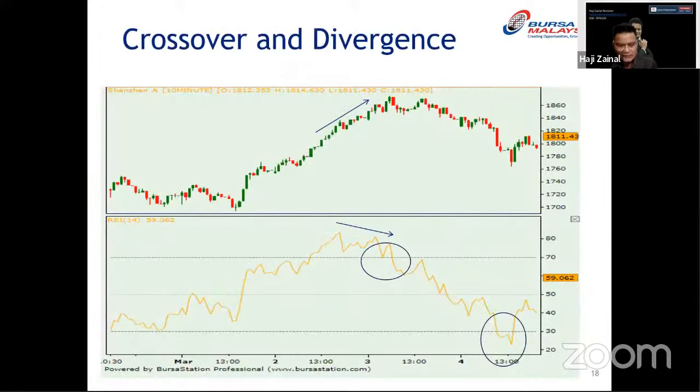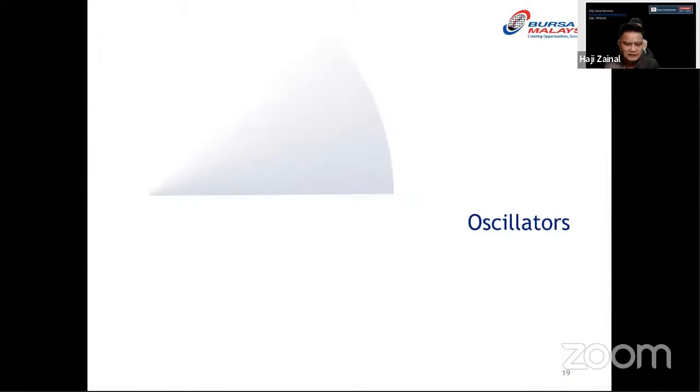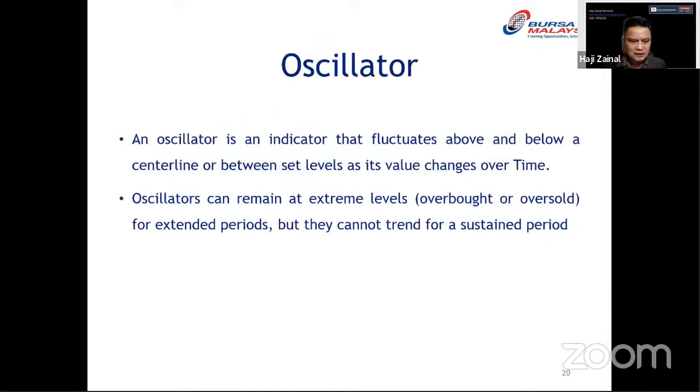All right. Next is the oscillator. What's the difference between oscillators and indicators? Basically, the usage is almost the same. The only thing is that we categorize them: one is an oscillator because it oscillates, another is an indicator. An oscillator is an indicator that fluctuates above and below a center line, or between set levels, as its value changes over time. That's the meaning of oscillators.